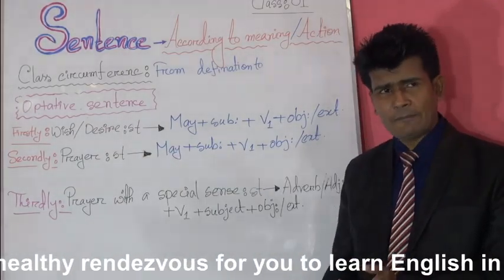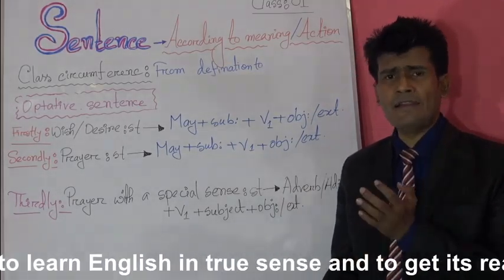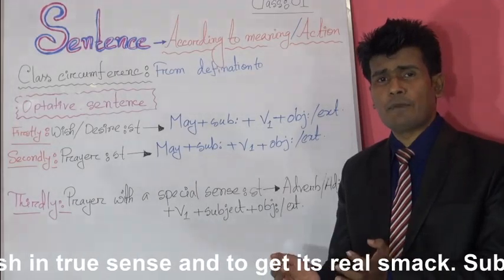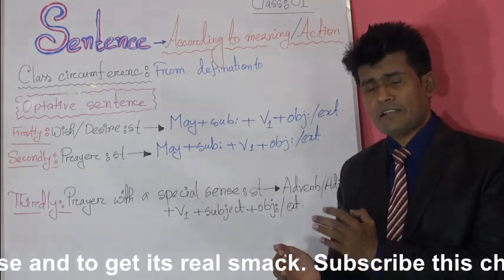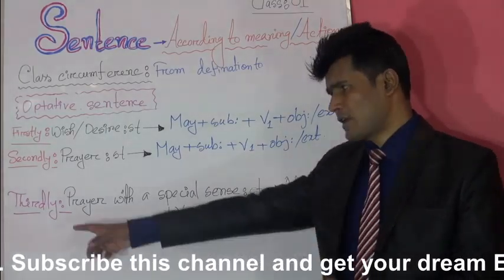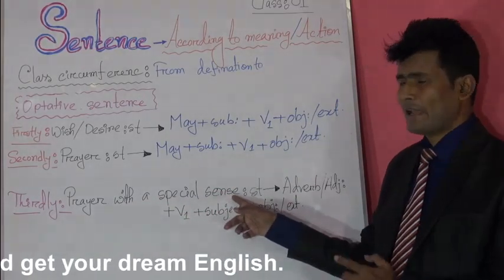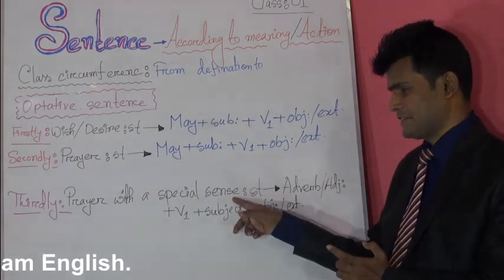And if you fail to do like that, undoubtedly you may have a lot of problems because one chapter of English grammar is connected with another chapter. Perhaps you are able to understand. Dear viewers, directly I would like to come to thirdly. And there is a prayer with a special sense. Perhaps you are able to understand this. Prayer with a special sense.